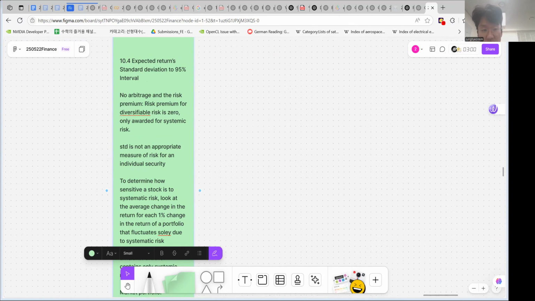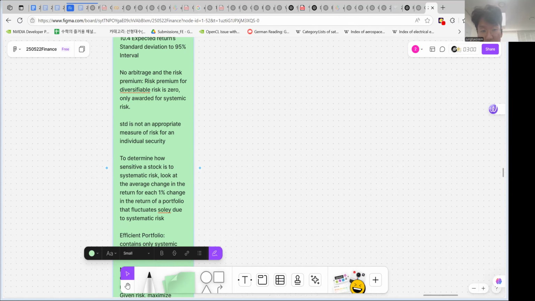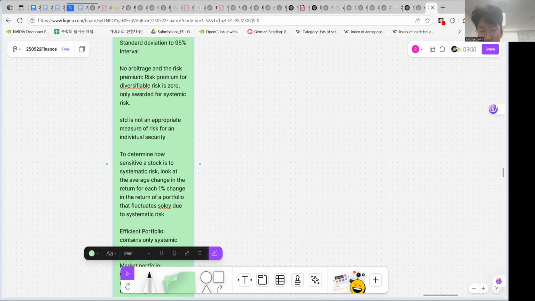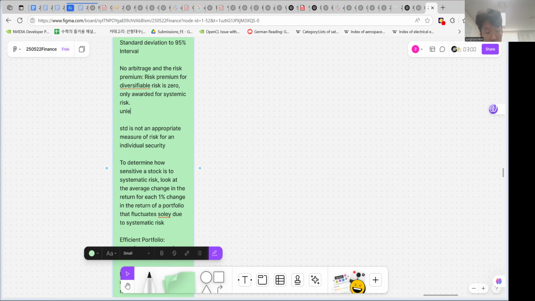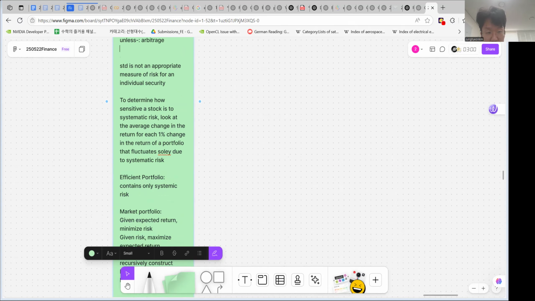From the expected return's standard deviation, we can construct a 95% interval. And the risk premium for diversifiable risk should be zero, only awarded for systemic risk, unless there's an arbitrage opportunity. Standard deviation is not an appropriate measure of risk for an individual security.